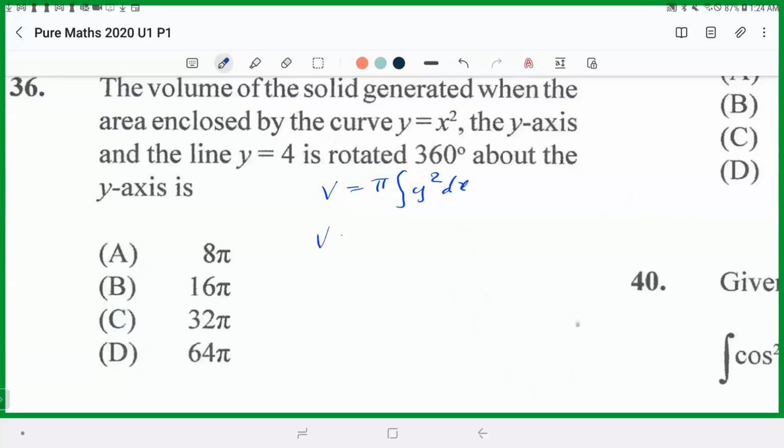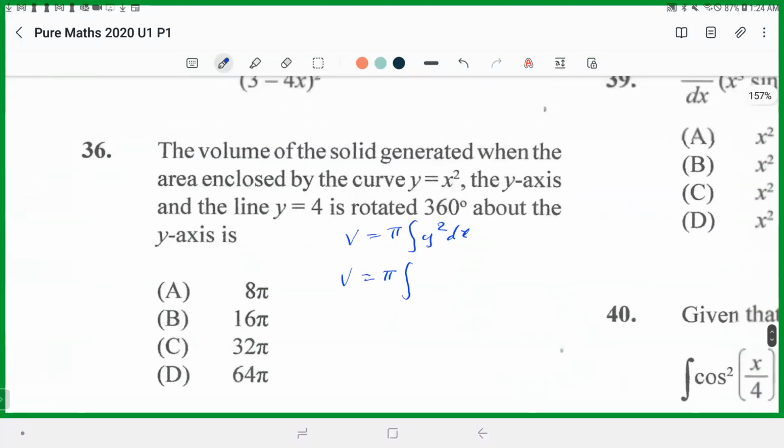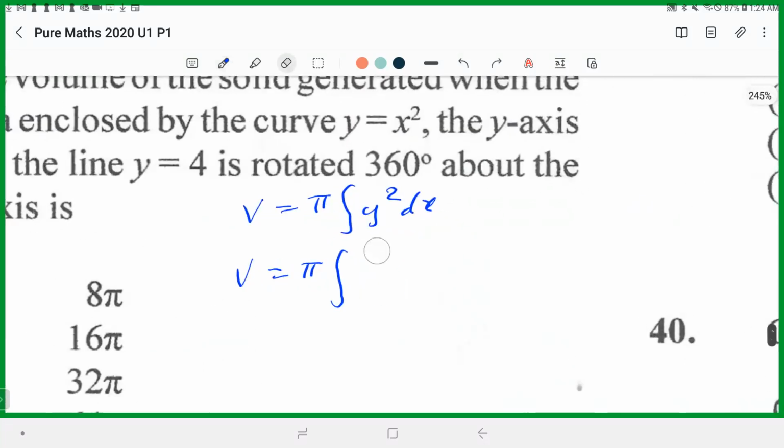So this one becomes pi times the integral. What are the intervals again? 0 and 4 is y, around the y-axis. Wow. So it's x squared dy. See, read carefully: x squared dy. Around the y-axis.